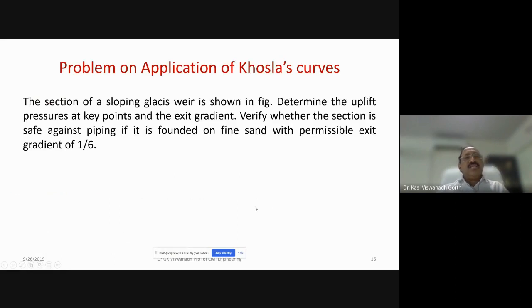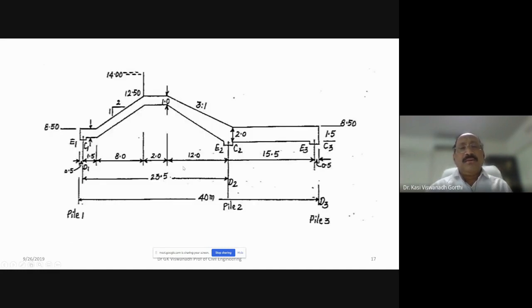The weir is safe. Same type of problem here, but instead of using the formula, we need to take the values from the curves. There is no difference. The only thing is you have to make use of the curves. I will let you know how this curve can be used for getting the percentage pressures at the junction points of E, C and D. So this is the weir given.